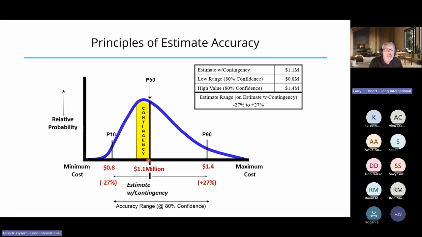I would much rather talk about estimate accuracy in terms of absolute value. I'm 80% confident that we're between 800,000 and 1.4 million. And if management wants to fund to where they achieve at least a 50% probability of underrun, then our selected funding value is the median of this distribution. It's the P50 value of 1.1 million. We've now conveyed much more information about our estimate to management.